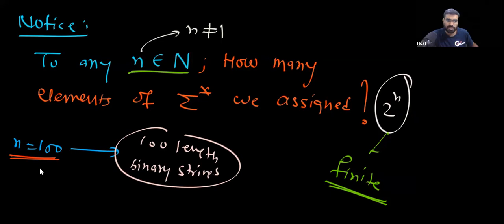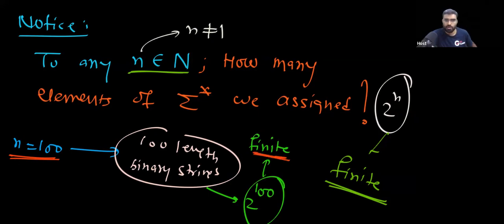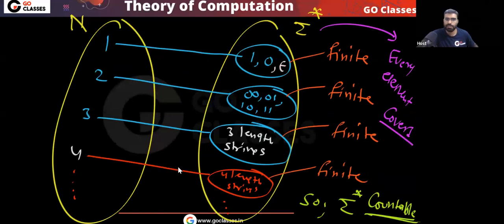You assigned 100 length strings, and how many 100 length strings? That is 2 power 100, and that is finite. So this is your definition. Please tell me, did you like this definition? So intuitive and so easy. Very easily you can prove, and very intuitive also. What will you assign to 3? Just assign all the 3 length strings. What will you assign to 4? Just assign 4 length strings. Very simple, right?